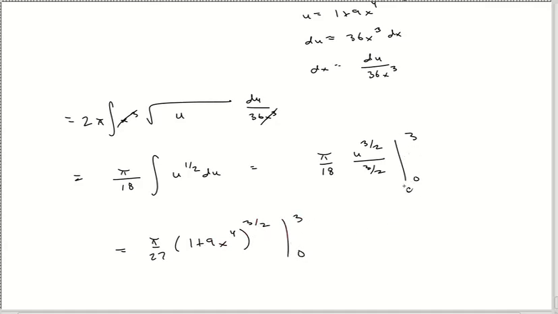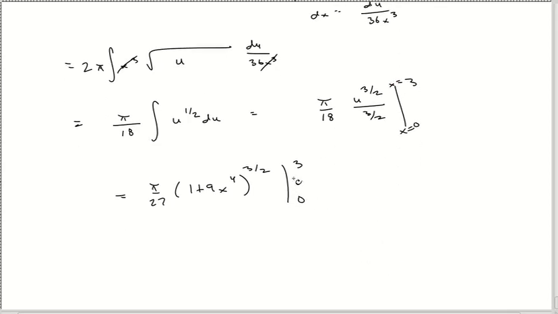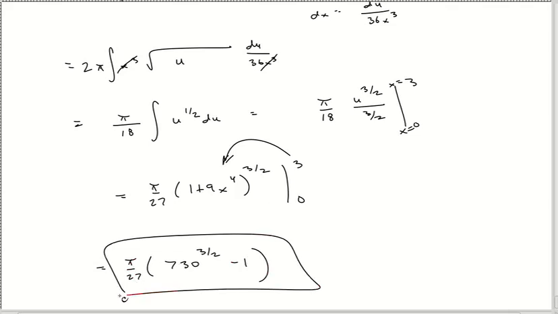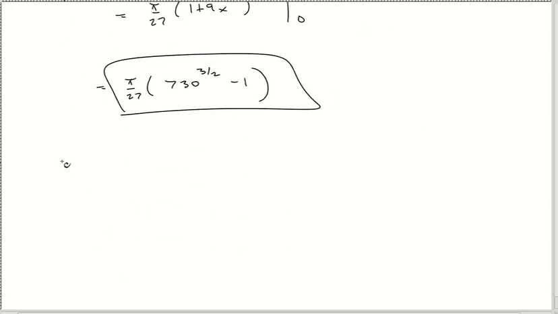Oh, I messed up here. This is x equals. I want to be proper. X equals, x equals. Okay, now we're better. Plug in the 3, plug in the 0, because you actually get a value whenever you plug in 0 this time. And I'm just going to go ahead and give it to you right now, it's pi over 27, integral of 730 to the 3/2 minus 1. So there you go, in its completeness.